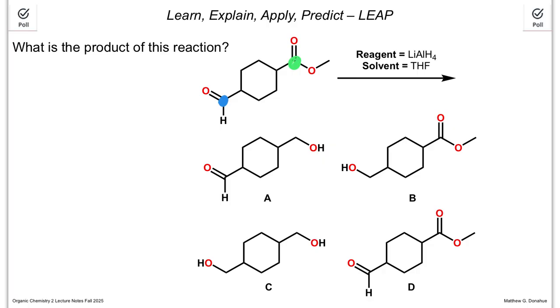So the same molecule, but now the reagent's different, lithium aluminum hydride. So what do you think the answer for this one will be? C. So this is C. That will react with both oxidation states 2 and 3.